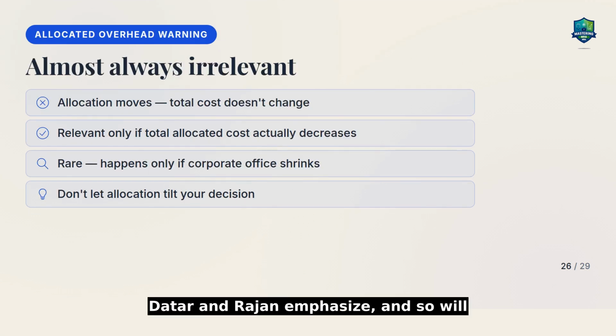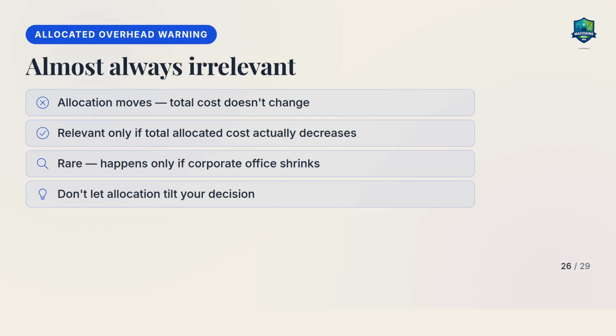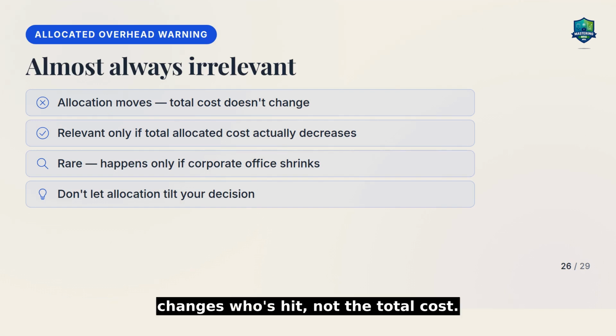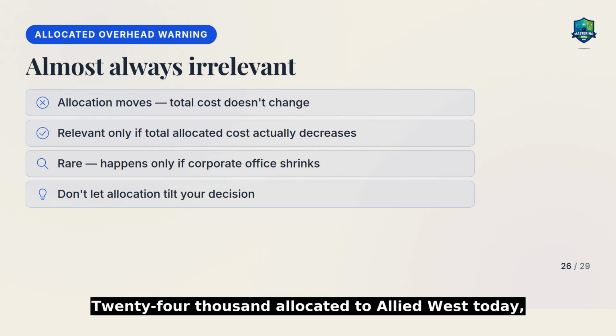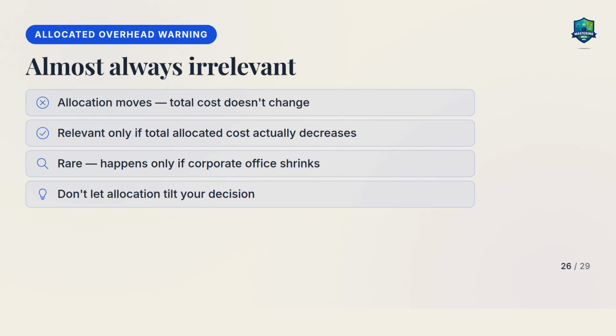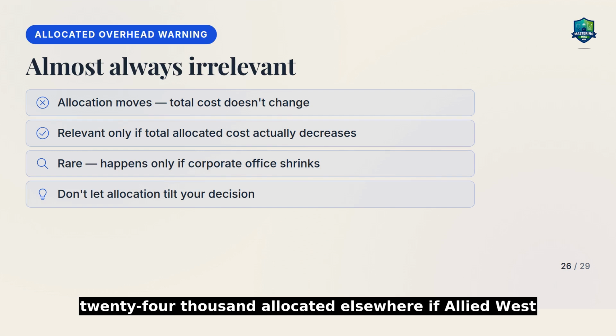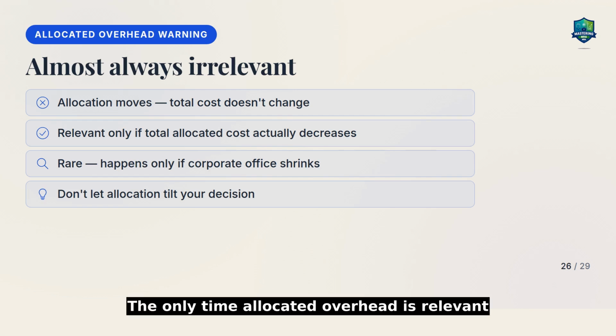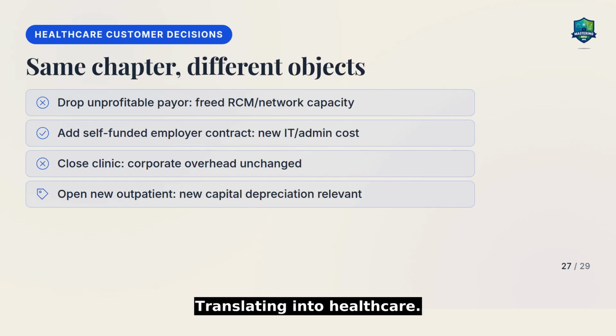Datar and Rajan emphasize, and so will I. Allocated overhead is almost always irrelevant. The corporate office allocation that hits Allied West changes who's hit, not the total cost. 24,000 allocated to Allied West today. 24,000 allocated elsewhere if Allied West closes. Same total, irrelevant. The only time allocated overhead is relevant is when total allocated overhead actually decreases, i.e., the corporate office gets smaller. That rarely happens because of one branch closure.